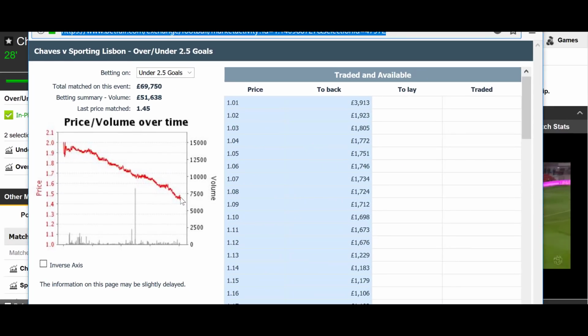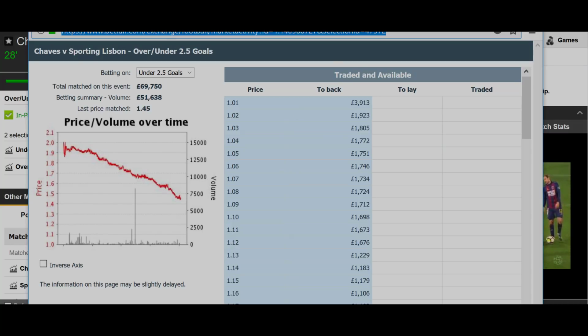Of course, if a goal is scored, that is going to shoot upwards, and there's going to be a new price range that it is going to be trading at. But the simple thing about under 2.5 goals is that if there are no goals being scored, this is going to keep moving downwards, which is, like I said, what makes it so simple to trade in that aspect.